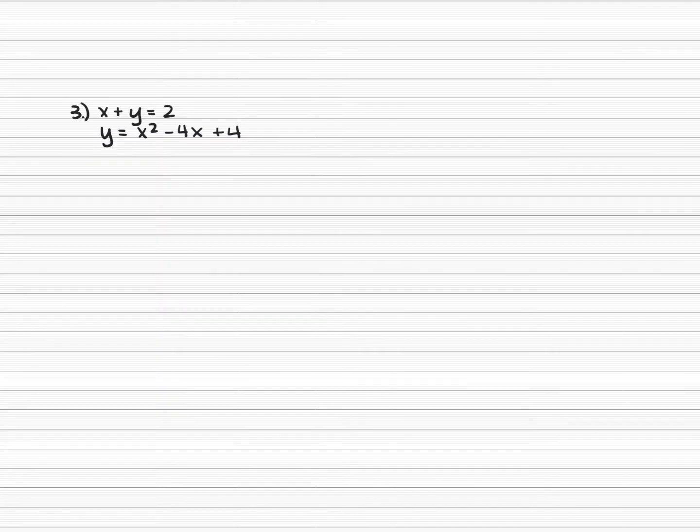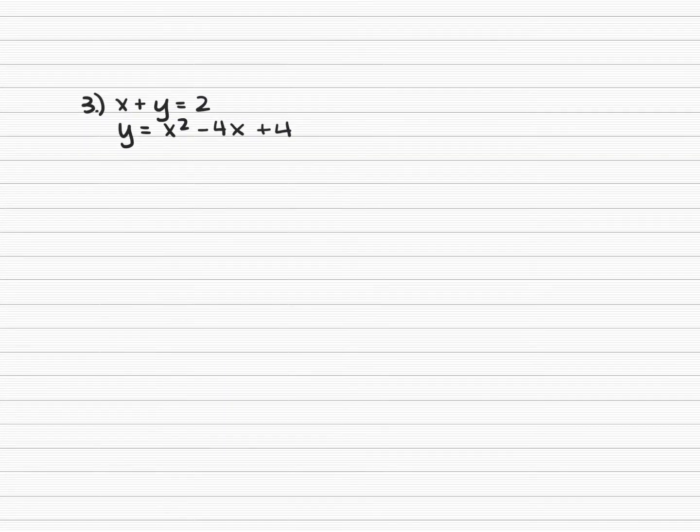The next example that we're going to look at is number 3, which is just x plus y is equal to 2, and y is equal to x squared minus 4x plus 4. Now, we do have a y is equal to here. So if we just take that entire expression of that x squared minus 4x plus 4 and plug it in for y in that first equation, we're going to have x plus x squared minus 4x plus 4 is equal to 2.